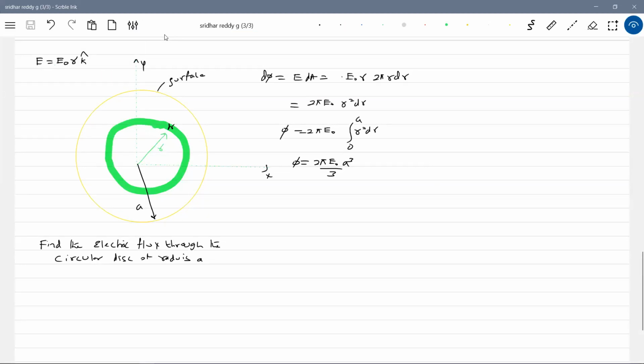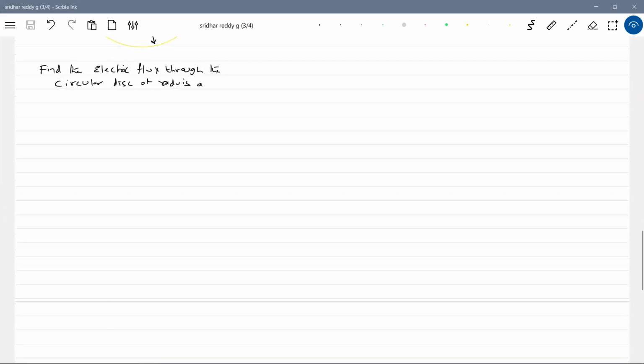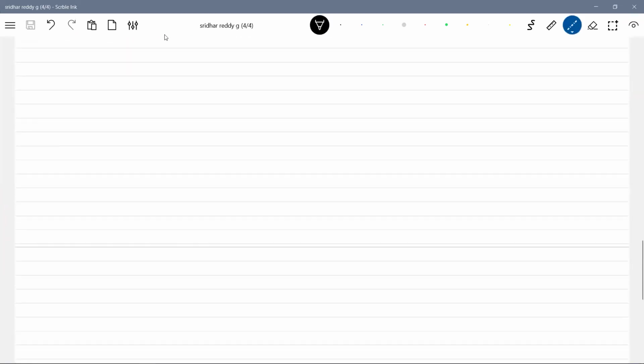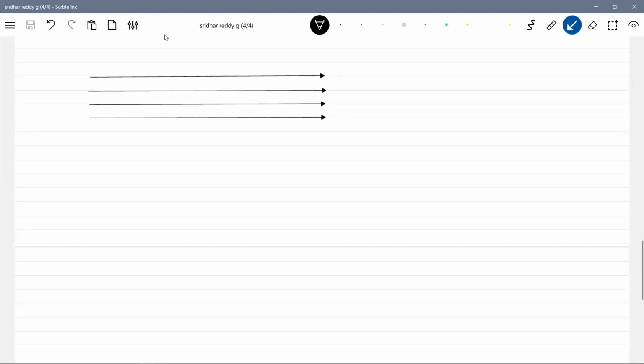Okay, let's take another condition. With the help of Gauss law, things will be very easy for us to get the electrostatic field due to conductors, charged conductors. Our main purpose is how to find the electrostatic field due to a charged conductor. There we are taking help of the Gauss law.